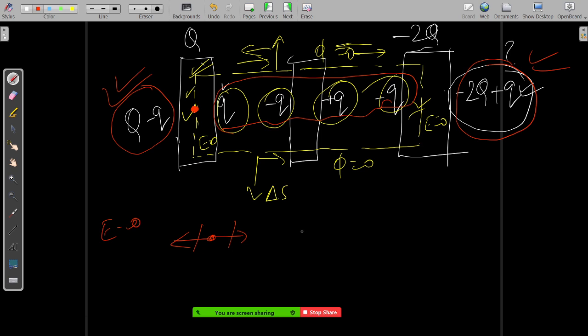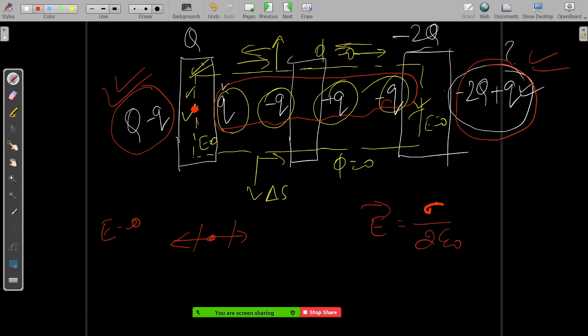Another thing is, whenever they are giving you questions like this, it is obviously assumed that these metal plates are very large in comparison to the distance between them. Since they are very large in comparison to the distance between them, we are going to prove that the electric field due to a surface is basically equal to sigma by 2 epsilon naught.